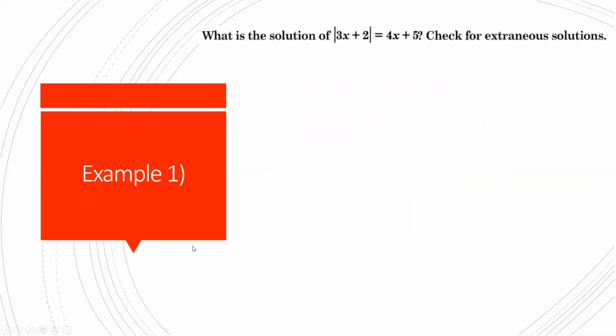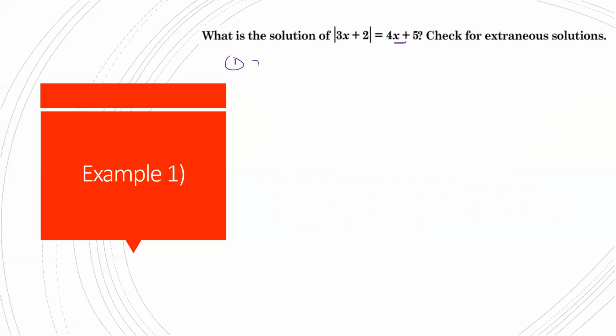So here we have the absolute value of 3x plus 2 equals 4x plus 5. And notice how I have a variable on the outside. That lets me know that there's a possibility, more than a possibility, for an extraneous solution. So we're going to rewrite it, making sure that the absolute value is equal to all the other terms, and that's true. Our absolute value is equal to all the other terms.